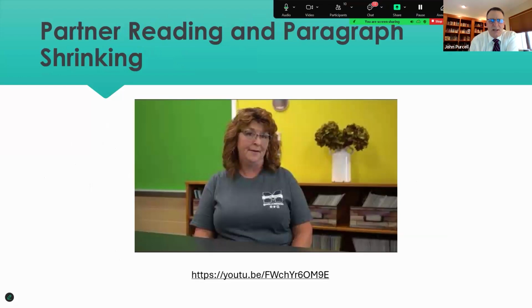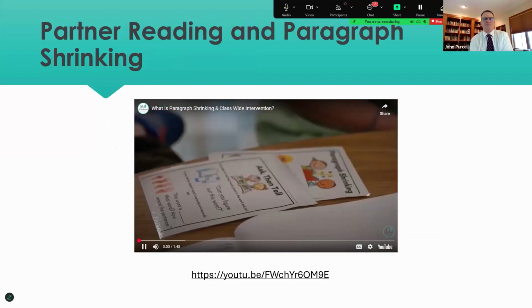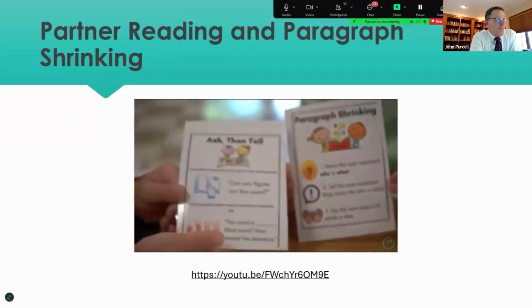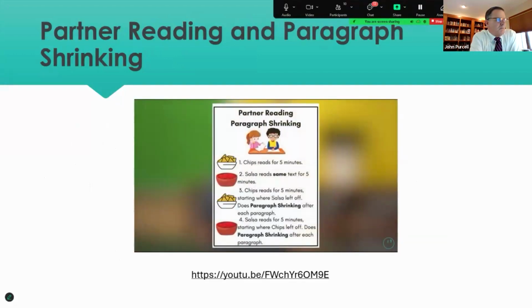And this is not an example as much as it is a how-to. So this is pretty valuable for you, I think. The intervention itself is called class-wide reading, and paragraph shrinking is part of that. So the way that we set that up is we pair the students, so they have a paired reader, higher readers with a little bit lower readers. They each get a copy of the same text, and they start with the higher reader reading for 5 minutes, and then the lower reader reads the same text for 5 minutes.